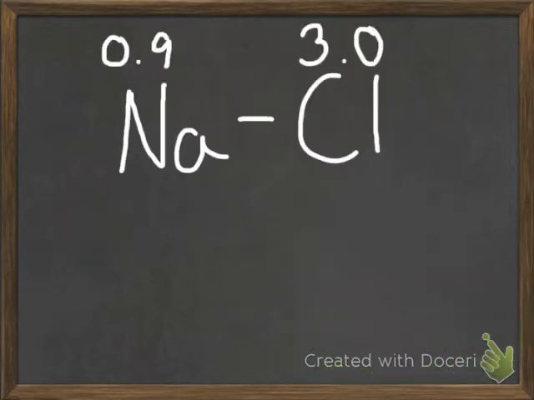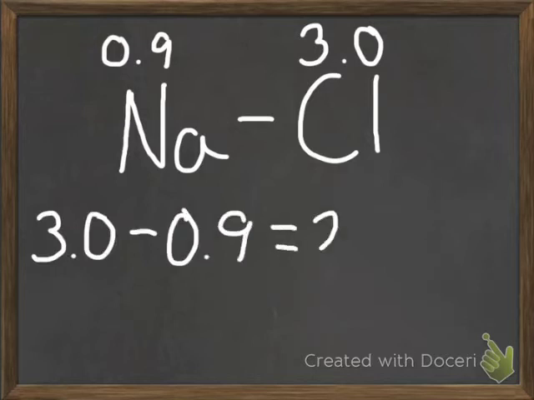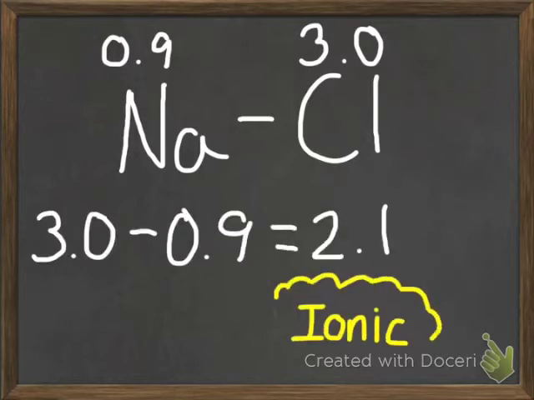So let's look at one more. Here we have sodium chloride. Sodium has an electronegativity of 0.9, and chlorine has an electronegativity of 3.0. When we take the difference of those, we find that the difference is 2.1, which is greater than 1.7, which tells us that this bond is ionic.